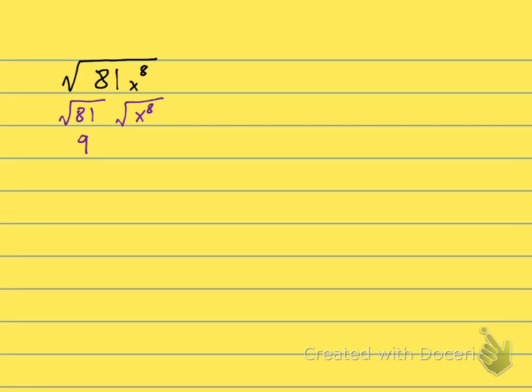Now, when I look at the square root of x to the 8th, sometimes I like to write them out. 1, 2, 3, 4, 5, 6, 7, 8. And because it's a square root, it's going to take me pairs of 2. Every pair of 2 will bring me 1 outside of the radical. 1, 2, 3, 4.